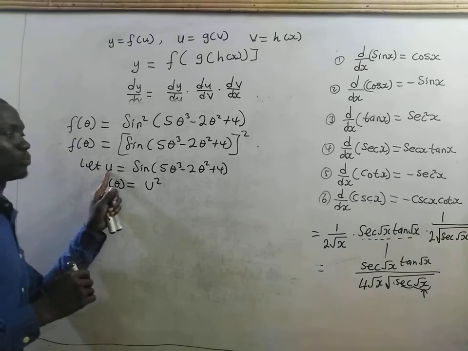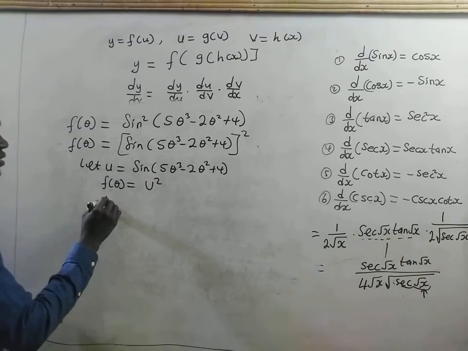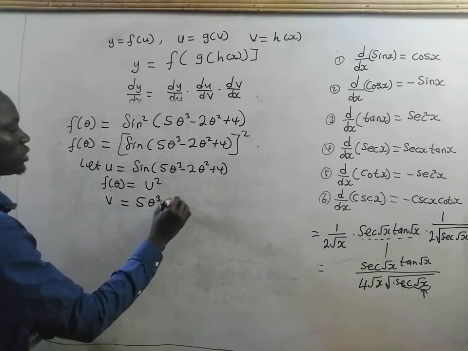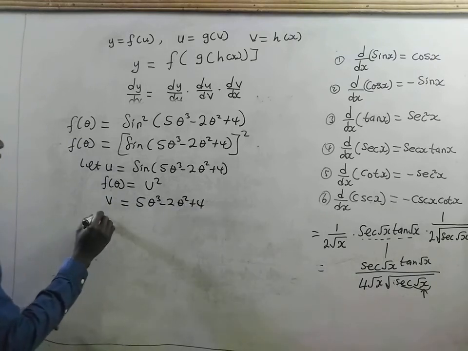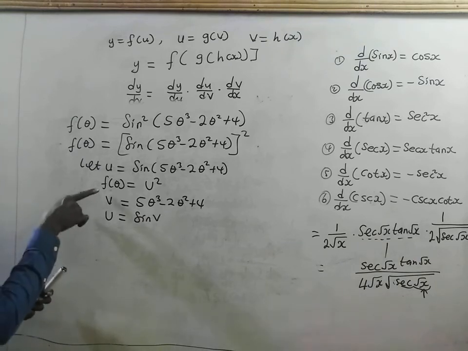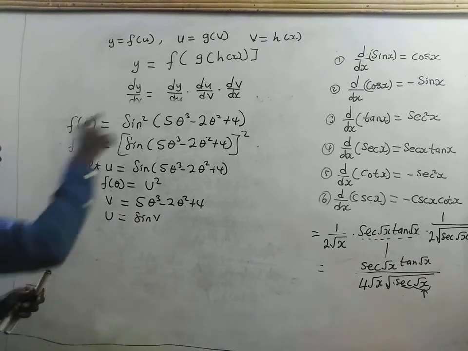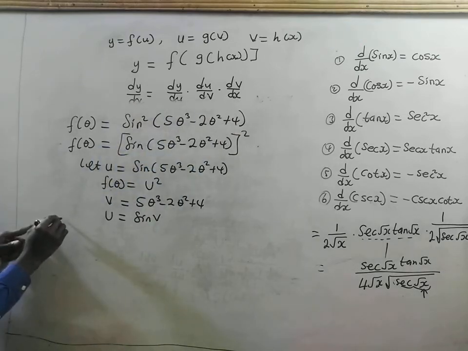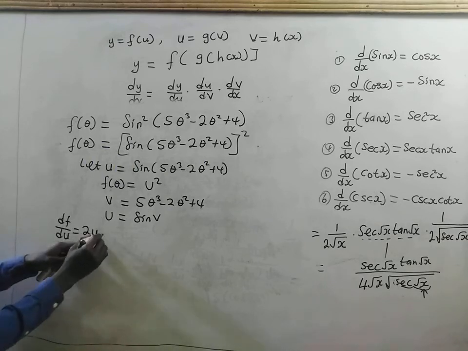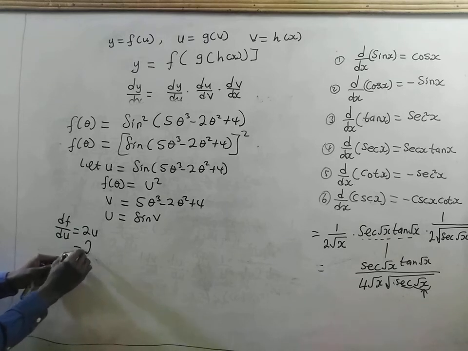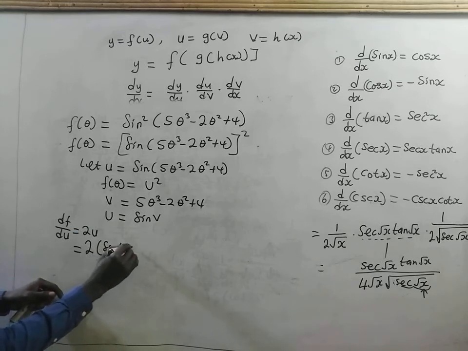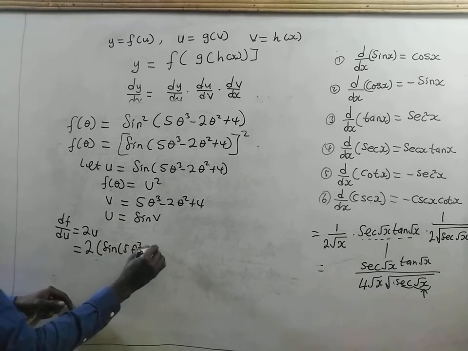Now, for the expression for u, we can write v equal to the inner function 5 times theta cubed minus 2 times theta squared plus 4, and this implies that u is equal to sine of v. So now we have 1, 2, 3. We have three functions. So let's do this. Here, the derivative of f with respect to u is equal to 2u. And what is u? So u is sine of 5 times theta cubed minus 2 times theta squared plus 4.